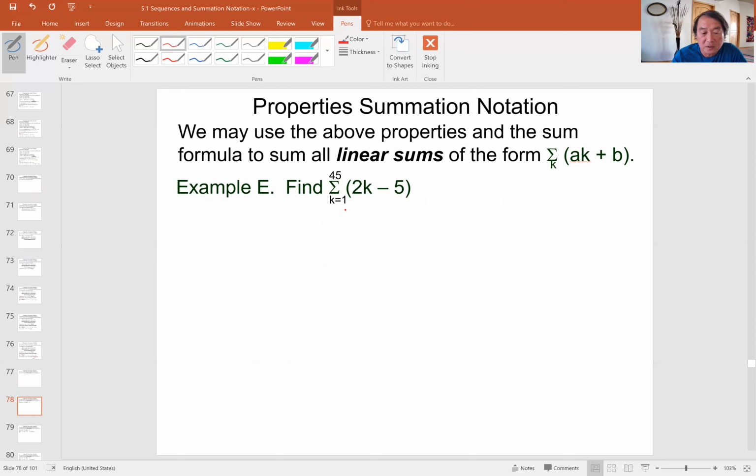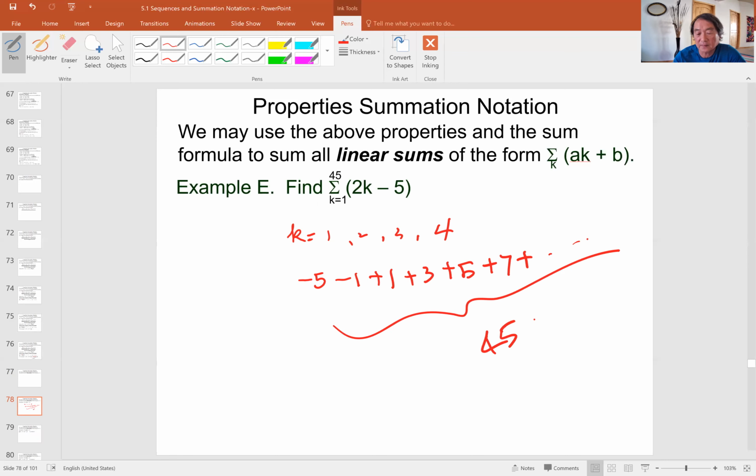if I plug in the numbers, let's take a look at what the sequence is talking about. Let me calculate k equal to 1, 2, 3, a few terms. When k is 1, this is minus 5. When k is 2, 2 times 2 minus 5 is minus 1. K is 3 is plus 1. K is 4 is plus 3, then plus 5, plus 7. How many terms? They say, I don't know, 45 of them.